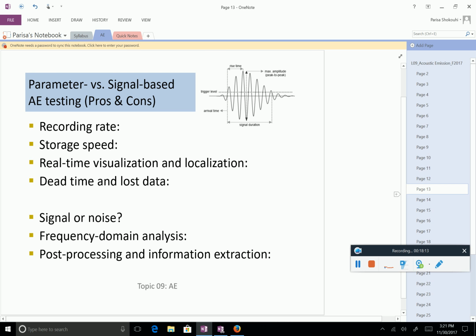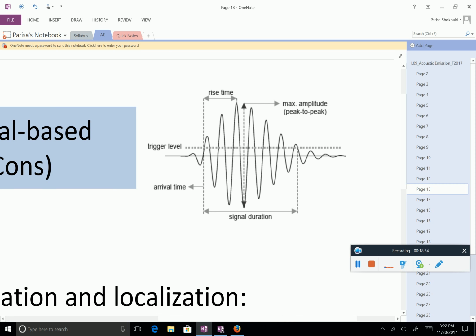It's good to take a minute and think about this parameter base, the old way and the new way. So let's see, here I have the noise signal. You have the option to have this whole noise signal here, or you can just take those parameters and do a parameter-based analysis.